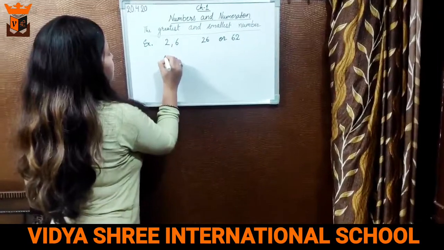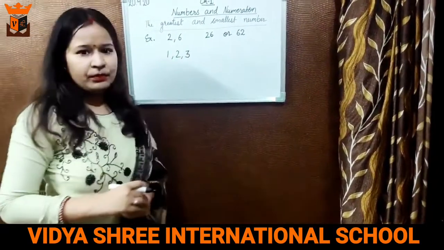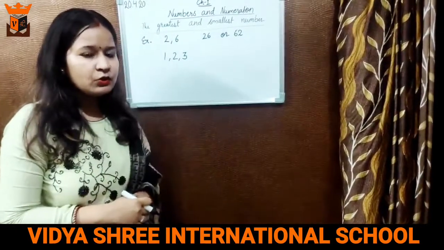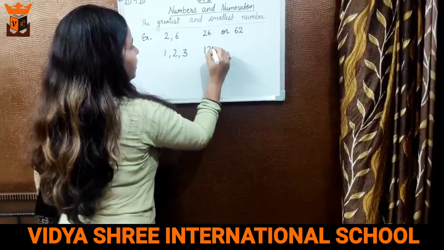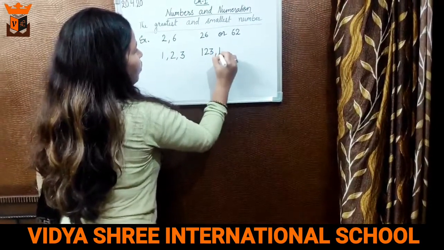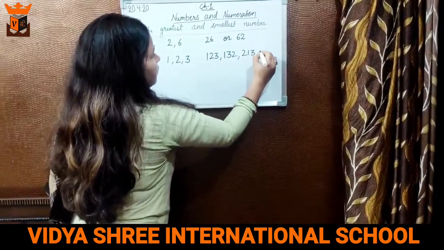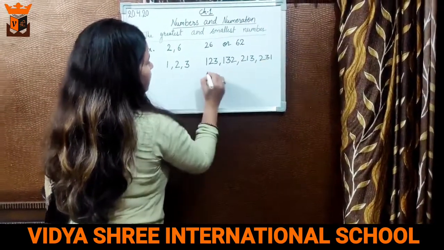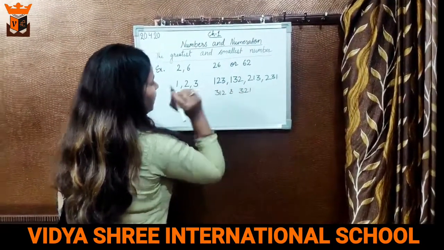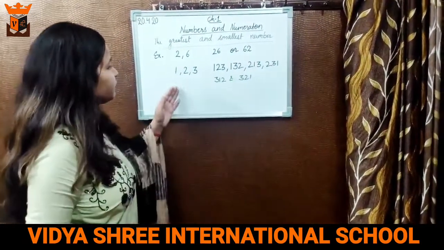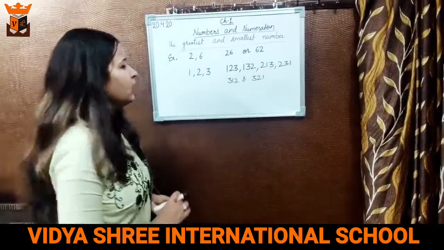Now in 3-digit numbers, suppose 3 digits are given to you, 1, 2, 3. How will you make a 3-digit number? Using these 3 digits, you can make different numbers: 123, 132, 213, 231, 312 and 321. So as you can see, from these 3 digits, you can make 6 different numbers.